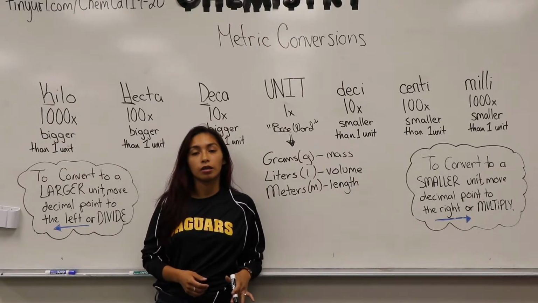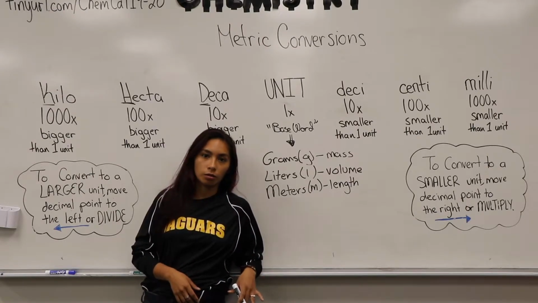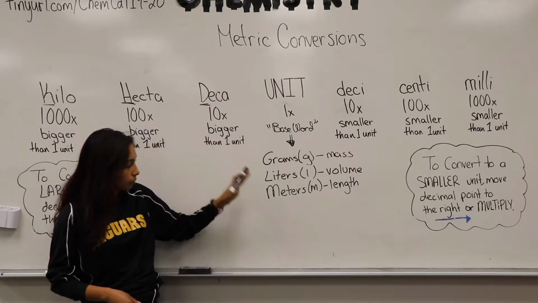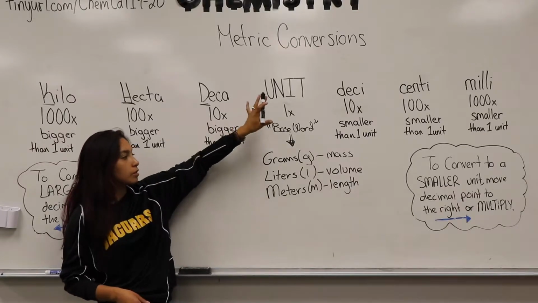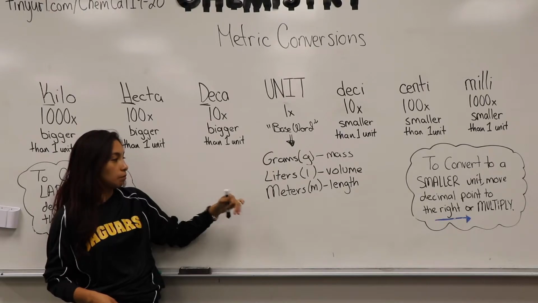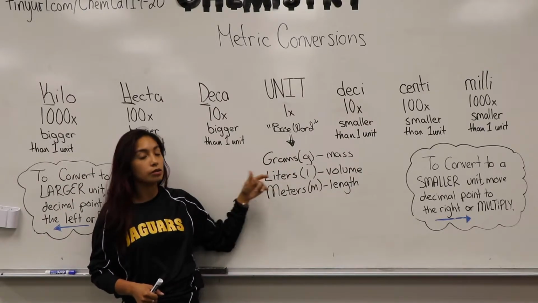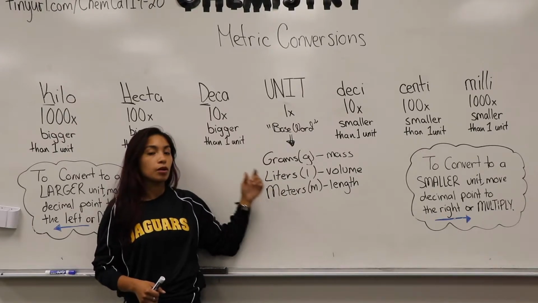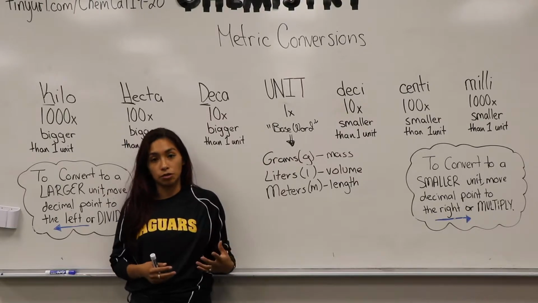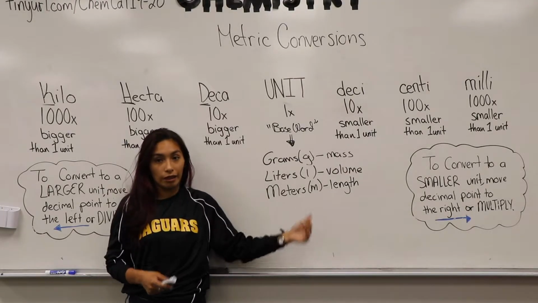Lesson and a little bit of examples of how to convert using the metric system. So the metric system, as we talked about in class, is used for 3 basic units: grams, liters, and meters. The abbreviations for grams is G, liters is L, meters is M. Grams is used to measure mass, liters is used to measure volume, and meters is used for length.